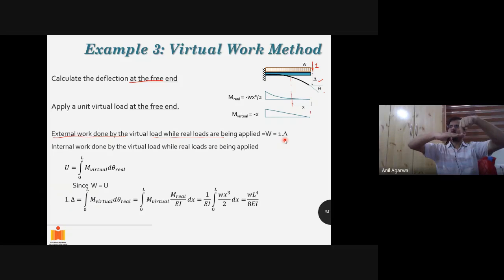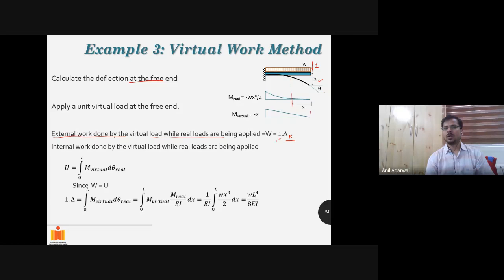Because that work is basically equal to the virtual load multiplied by the deflection. Even though the deflection is not caused by the virtual load, it will still be doing work. So that work will be equal to that delta. This delta here is delta real, because of the real loads, at the free end. That delta I want to calculate. So 1 is the virtual load value, which I have assumed to be 1, multiplied by delta R. So that is the external work done.